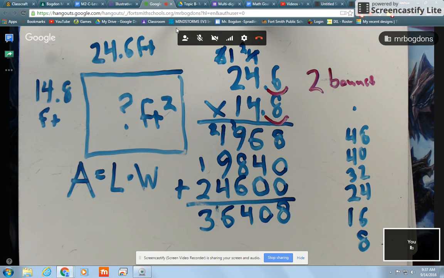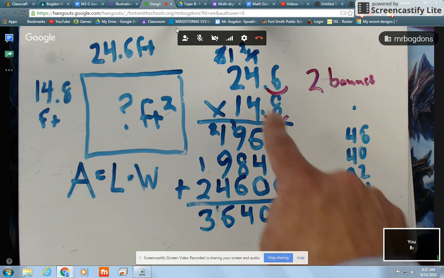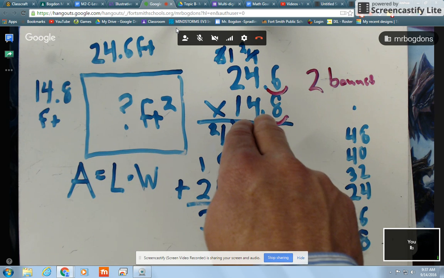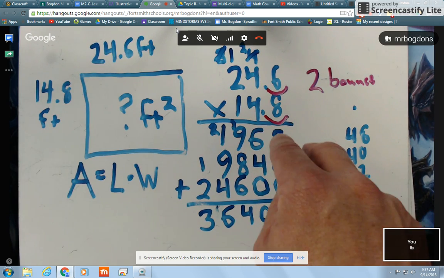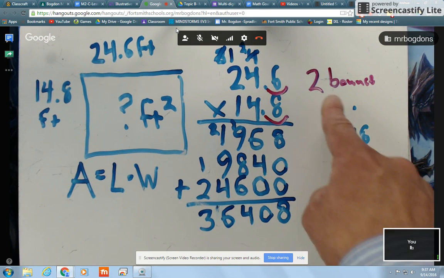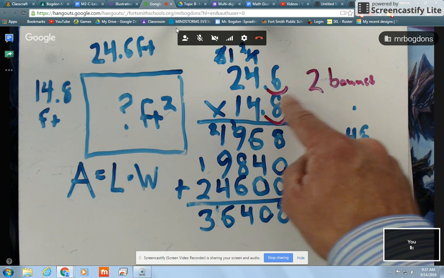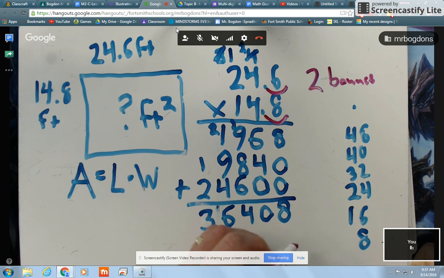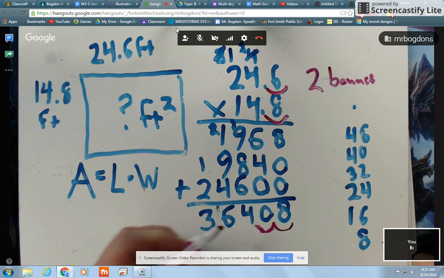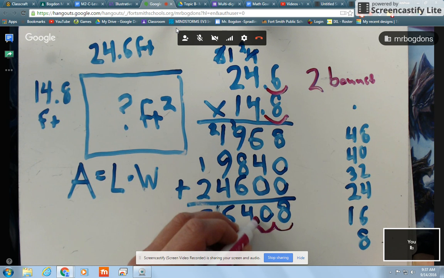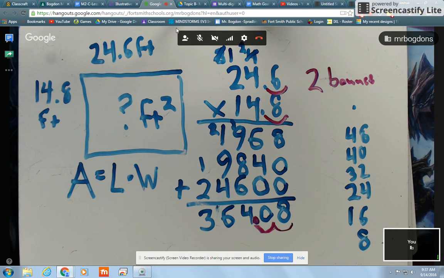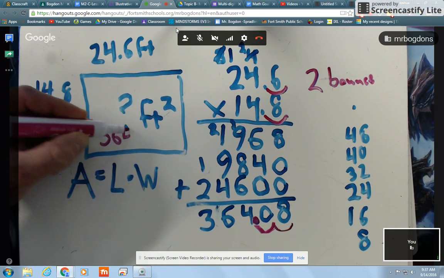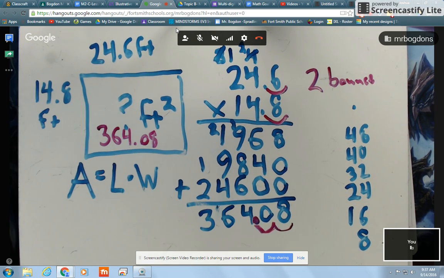Pardon me. Okay, but recall I didn't have 246 times 148. I had 24 and 6 tenths times 14 and 8 tenths. I bounced it out twice. So how many times do I bounce it back in? 1, 2. So my new product should be 364 and 8/100 foot squared.